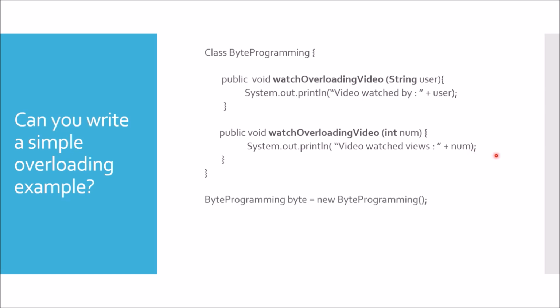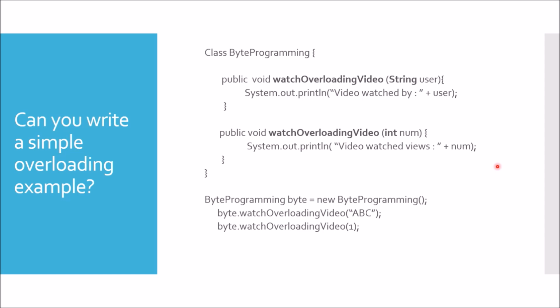Now let's create an object of ByteProgramming and call byte.watchOverloadingVideo("ABC"). So if you see, I am passing a string ABC. This will call the String type because it is an exact match to the String data type. Now if I pass byte.watchOverloadingVideo(1), this will call the int num because it is of type int.